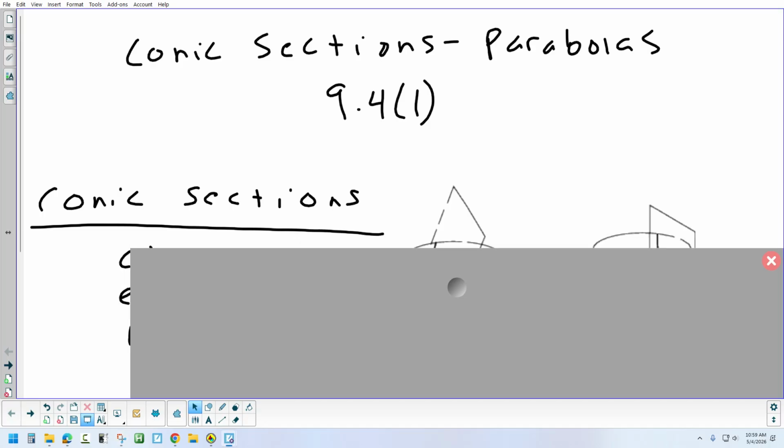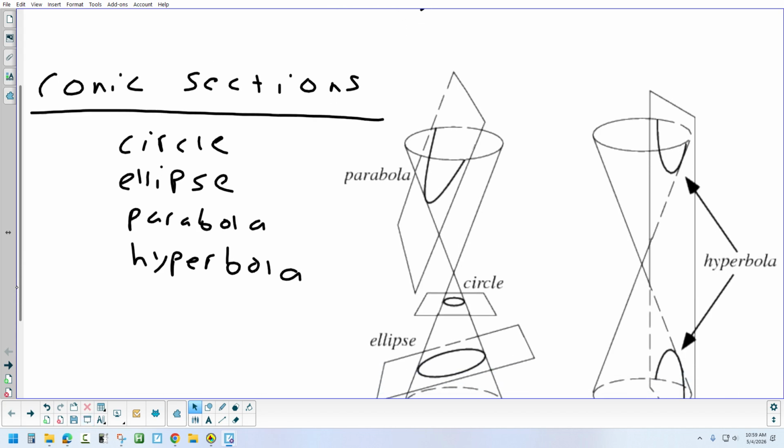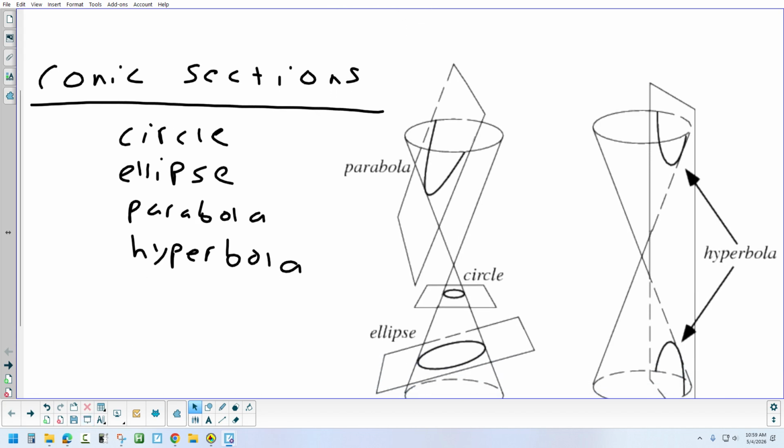So conic sections are basically the different shapes that you can get when you slice a cone. Okay, so think of them as a cross section. So we're going to study 3 out of 4 of them. The one that we're not going to do is the parabola. We'll do the circle, the ellipse, and the hyperbola.